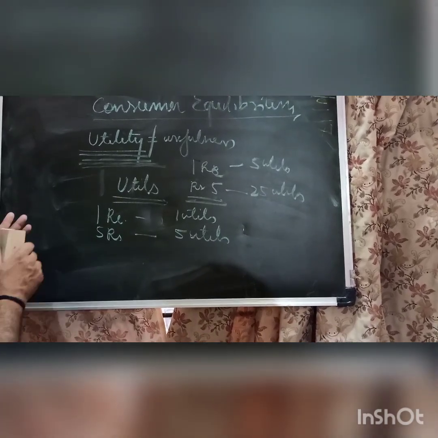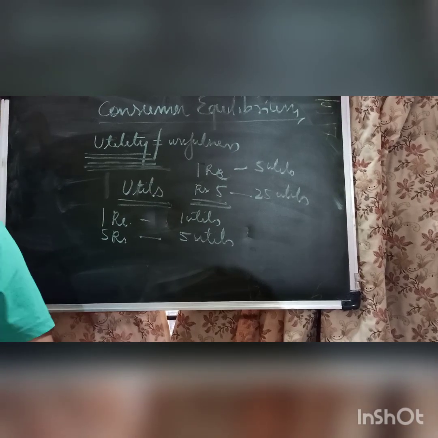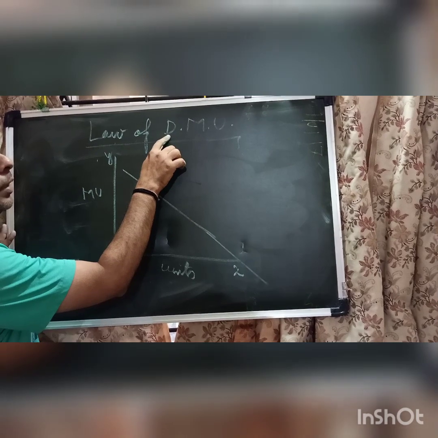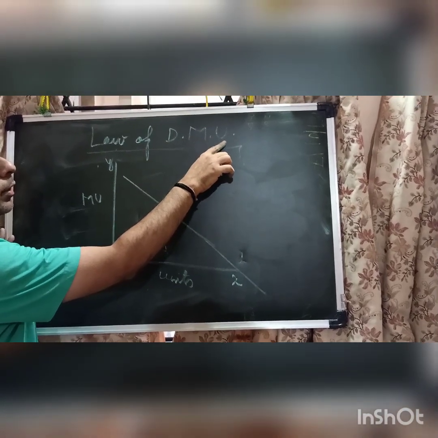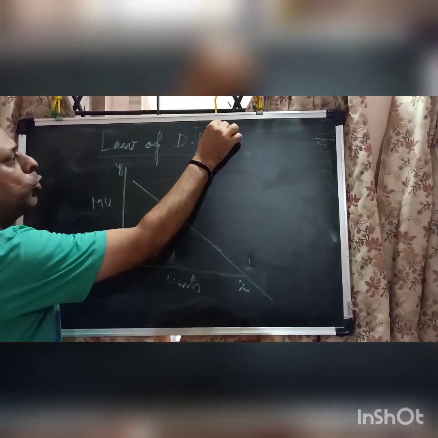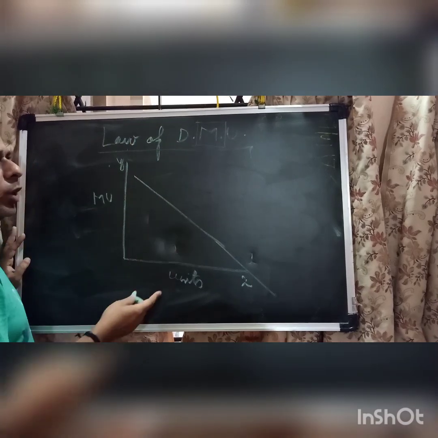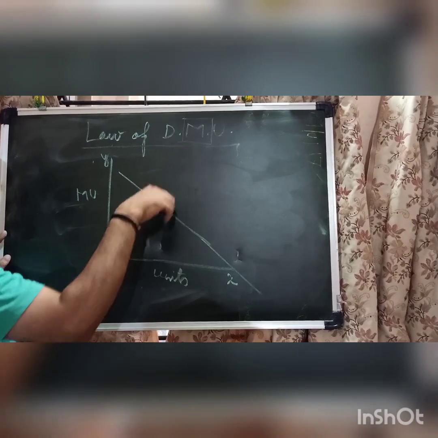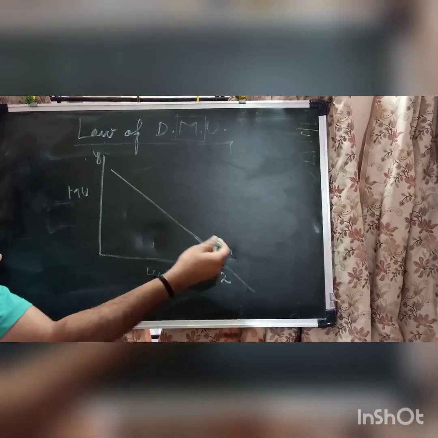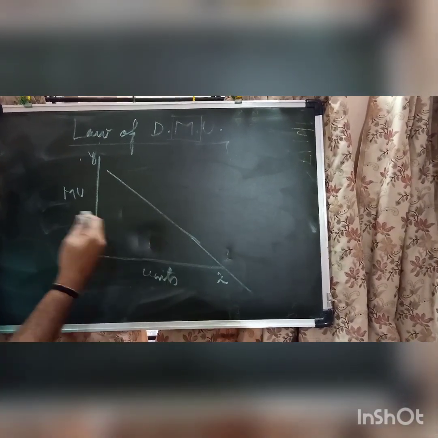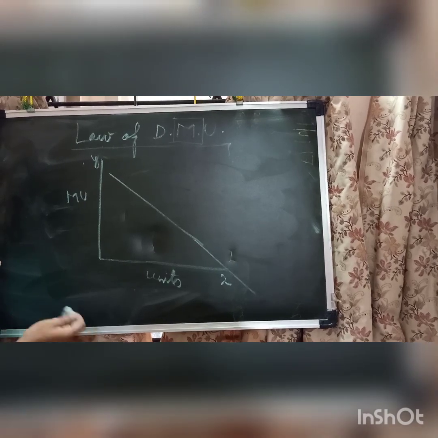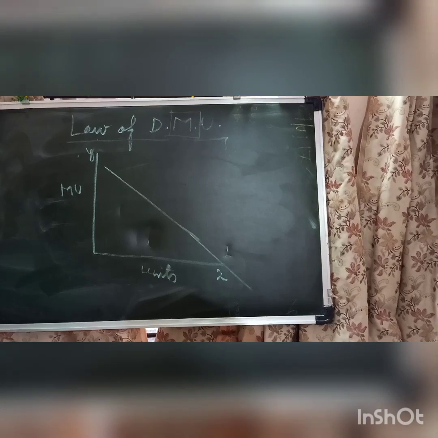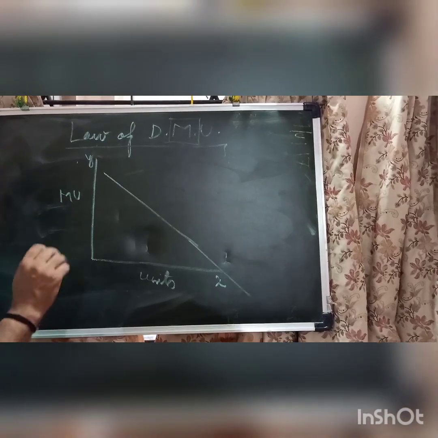Then next we will study law of diminishing marginal utility. Marginal means, by now you all know, because in marginal opportunity cost we also have seen what the marginal is. Marginal means every additional util. After spending 1 rupee, what utils I get? After spending 2 rupees, what utils I get? That is marginal.